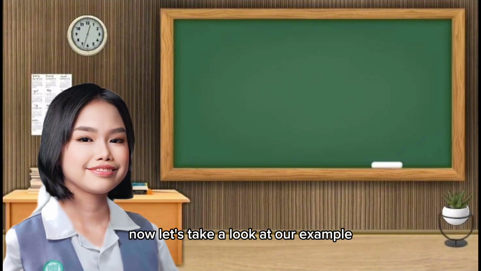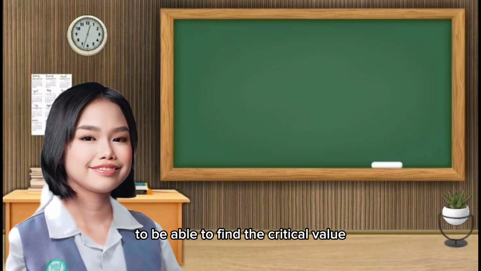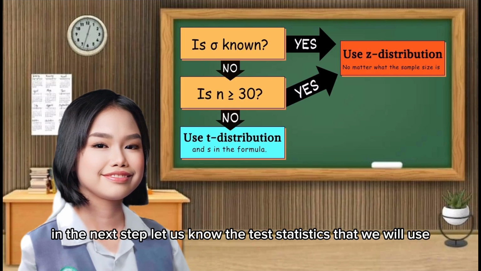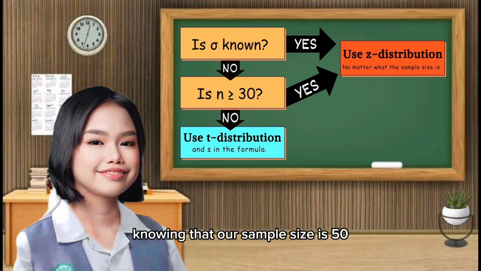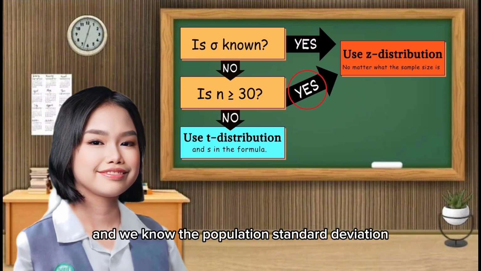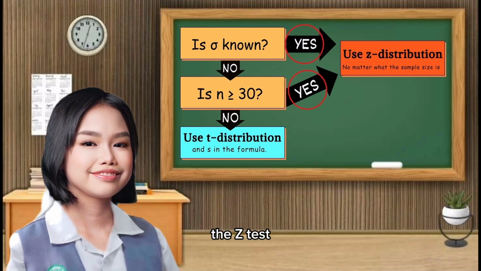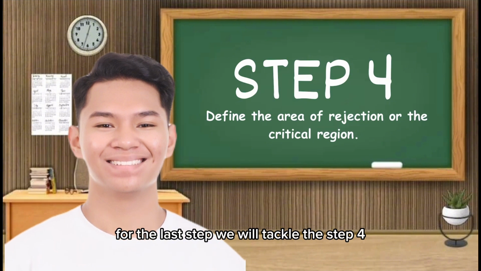Now, let's take a look at our example. To be able to find the critical value in the next step, let us know the test statistics that we will use. Knowing that our sample size is 50, and we know the population standard deviation, then we will use the z-test. For the last step, we will tackle step 4.